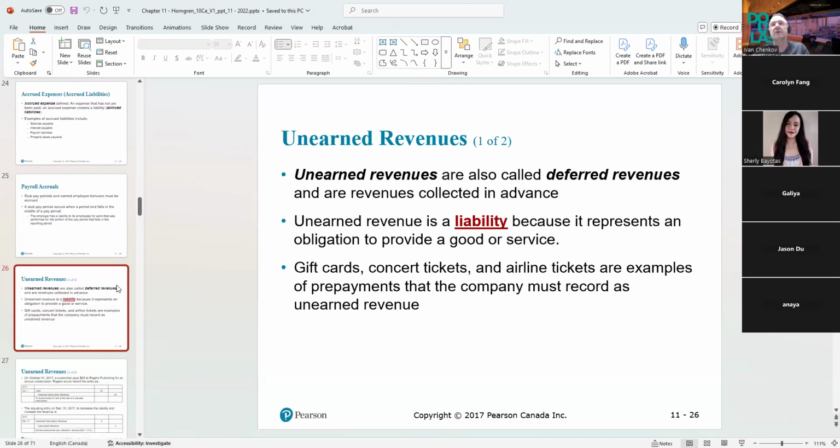The next liability is unearned revenue. What we're doing with the unearned revenue, we're pushing the event into the future. We're collecting the money, but we're not recording the revenue. Why? Because we haven't transferred the goods or the services, or the goods and the services haven't been delivered into the hands of the client. The gift card will be one, concert tickets, airline tickets, all those are different.